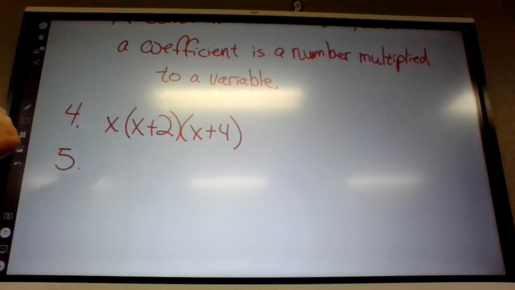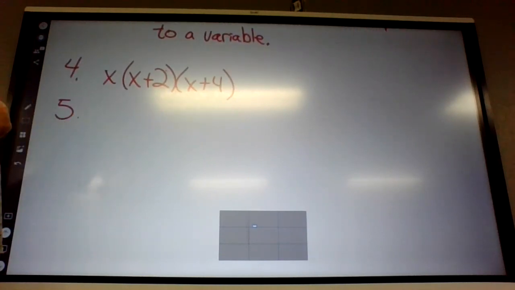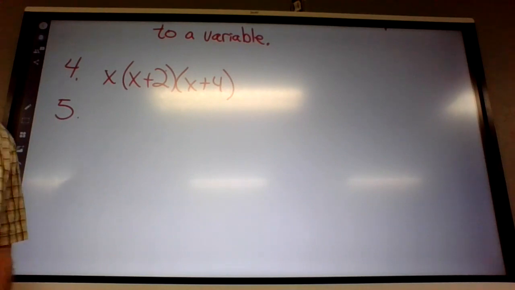Okay, number 5. This is a weird one too. I don't know why they put this one in here, but what does the sum mean? Addition. Yeah, it means addition. So what are we adding? It says the complement of an angle and the supplement of an angle.